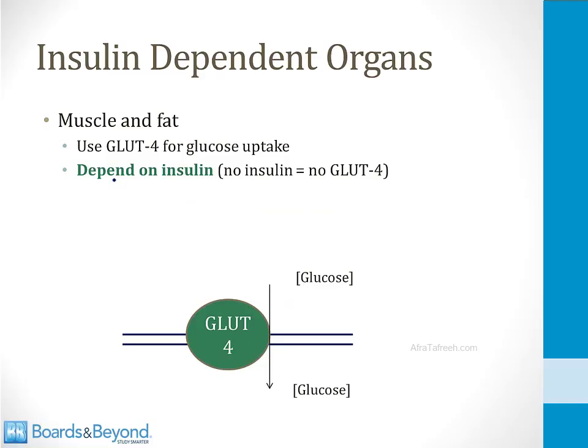You should know that muscle and fat are referred to as insulin-dependent organs or insulin-dependent tissues. That's because cells of your muscle and fatty tissue use GLUT4 for glucose uptake. Therefore, they depend on insulin. If there's no insulin around, there will be no GLUT4 on the surface of these cells, and they won't be able to take up glucose.